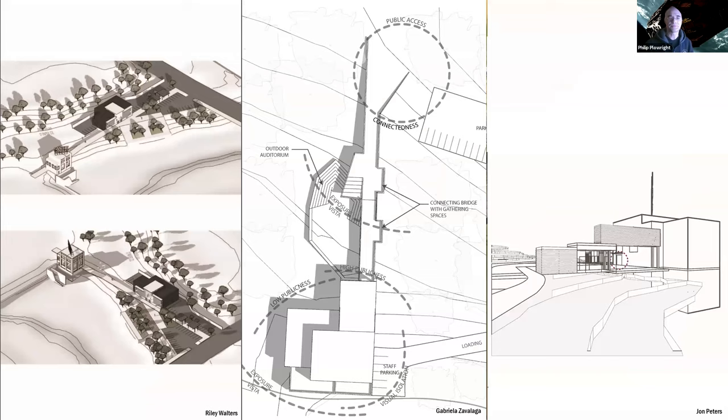Well, interestingly enough, I'm going to show you three more projects. This is a theater. These are three projects by three different people of a theater complex that uses exactly the same methodology.